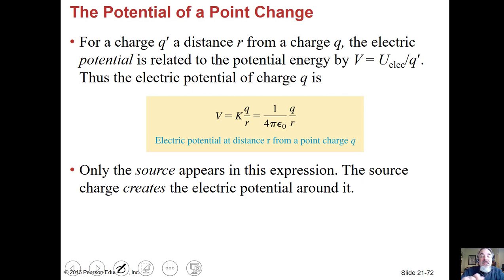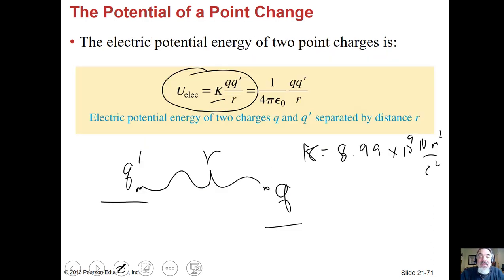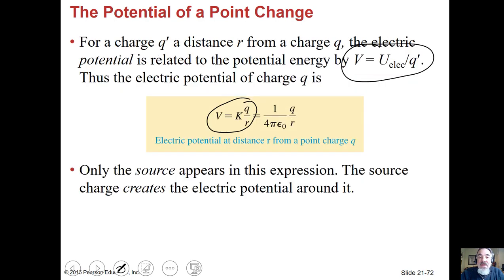So if we know the voltages, we could write this in terms of the potential because of a point charge. Remember, voltage is the energy divided by the charge. Here's the formula for the energy between charges. You see it there. So take that and divide it by Q prime, and you come up with this. This is the voltage because of a point charge. Voltage equals K Q over R.